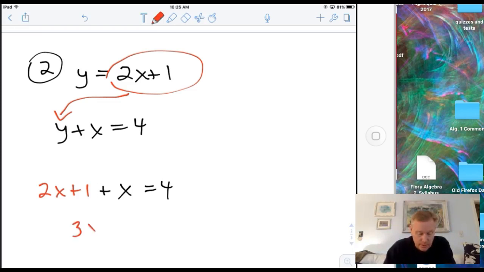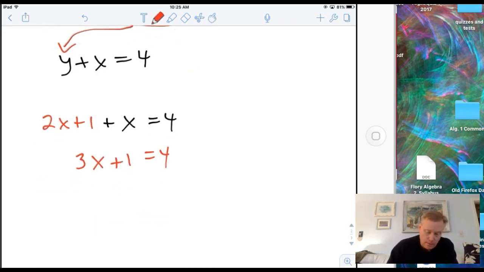2x plus 1x, that's 3x plus 1 equals 4. Subtract 1 from both sides, I get 3x equals 3. Divide by 3.